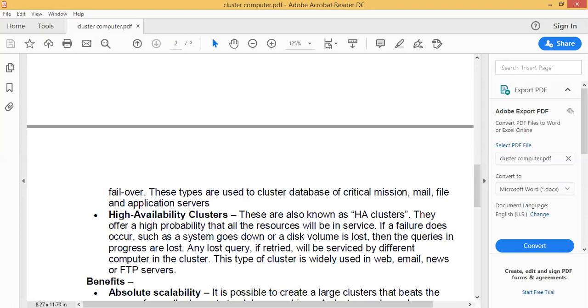And the last one is the high availability cluster. These types of cluster are also known as HA clusters. They offer a high probability that all the resources will be in service. If a failure does occur, such as a system going down or a disk volume being lost, then the queries in progress are lost, but if the lost query is resubmitted, it will be serviced by a different computer in the cluster. This type of cluster is widely used in web, email, news, or file transfer protocol servers.